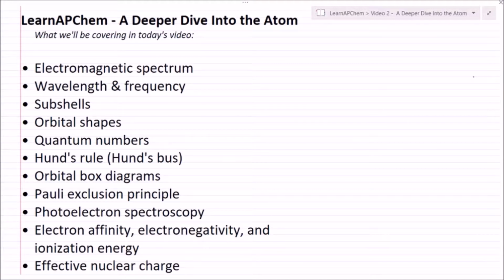Today, we're going to go over a deeper dive into the atom. So we'll talk about the electromagnetic spectrum, wavelength and frequency, subshells, orbital shapes, quantum numbers, Hund's rule, orbital box diagrams, the Pauli exclusion principle, photoelectron spectroscopy, electron affinity, electronegativity, and ionization energy, as well as effective nuclear charge.